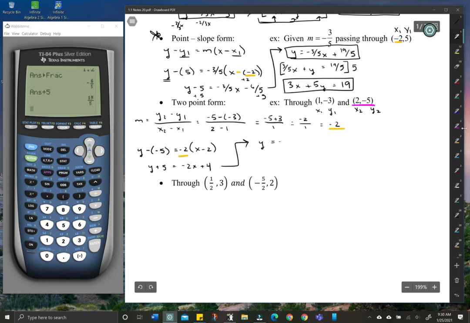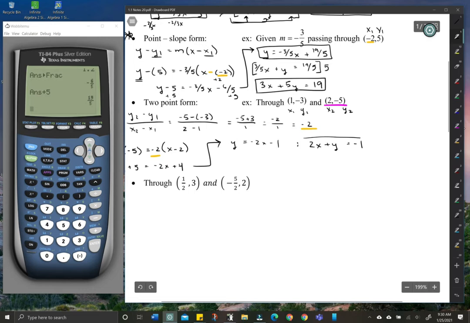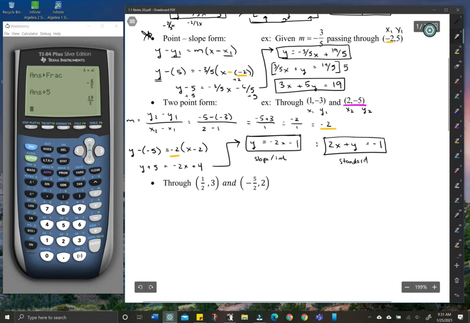And if I wanted to write it in standard form, that's pretty easy. I'm just going to add the 2x over: 2x plus y equals negative 1, and one's taken care of. There's standard and slope-intercept. Some common questions: y does not have to be negative, just the a value cannot be negative.